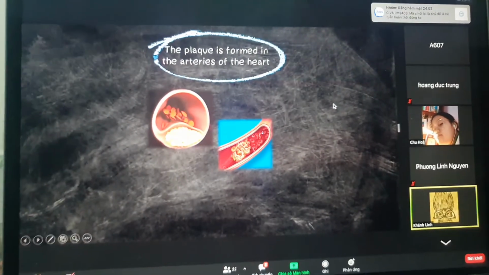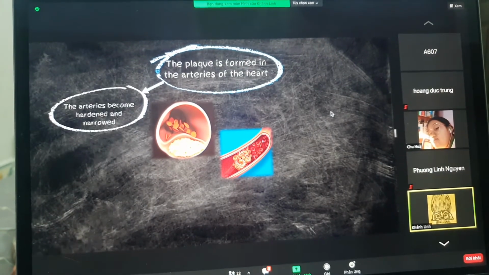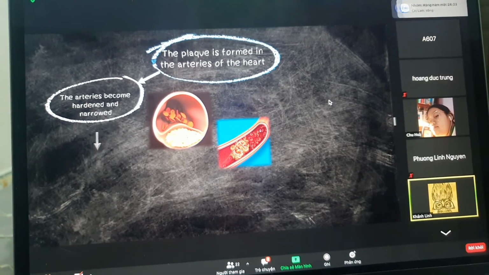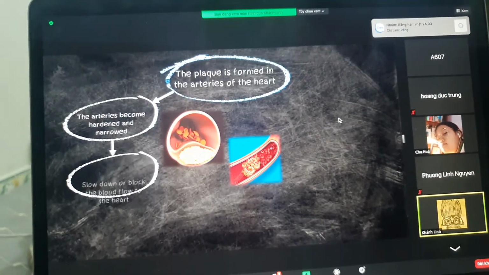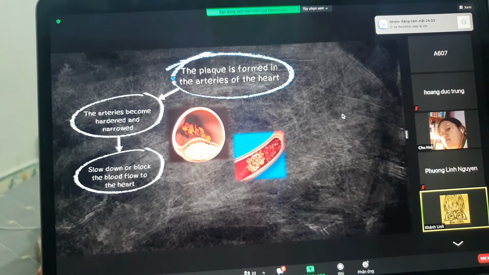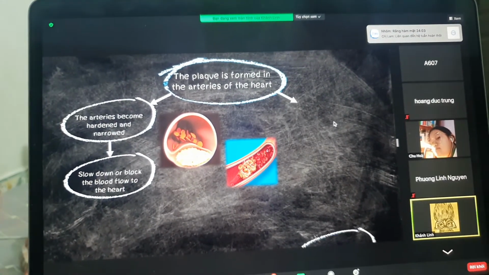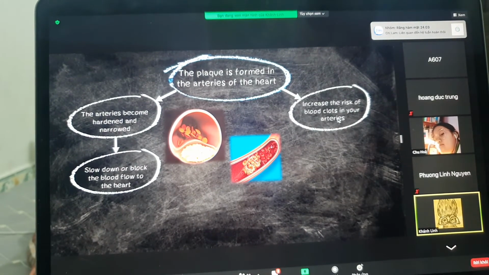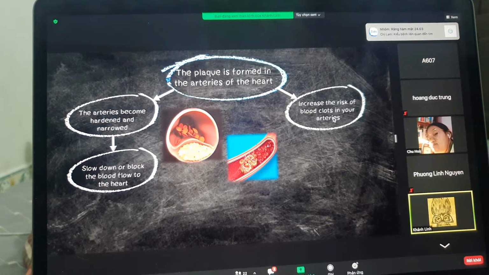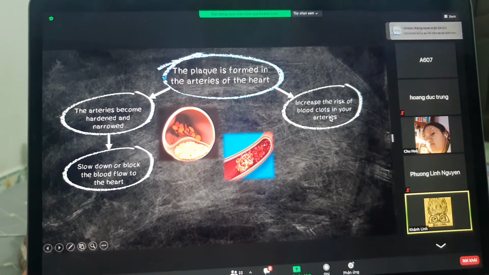When the plaque is formed day by day, it causes the arteries to become hardened and narrowed. And therefore, it slows down and blocks the blood flow to the heart. The existence of the plaque also increases the risk of blood clots in your arteries. The blood clot means đông máu. This is the picture of a blood clot.